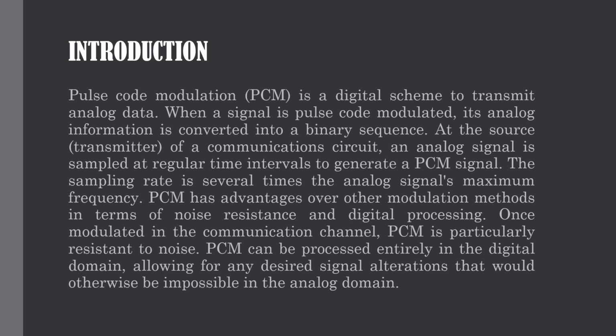At the source or transmitter of a communication circuit, an analog signal is sampled at regular time intervals to generate a PCM signal. The sampling rate is several times the analog signal's maximum frequency. PCM has advantages over other modulation methods in terms of noise resistance and digital processing.